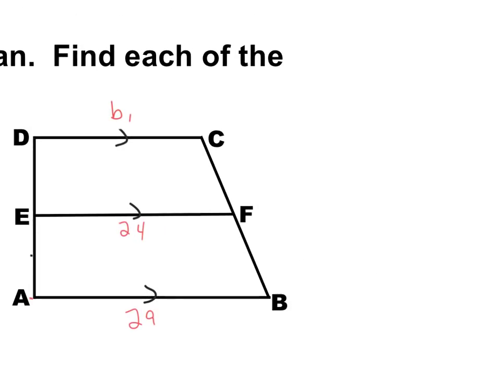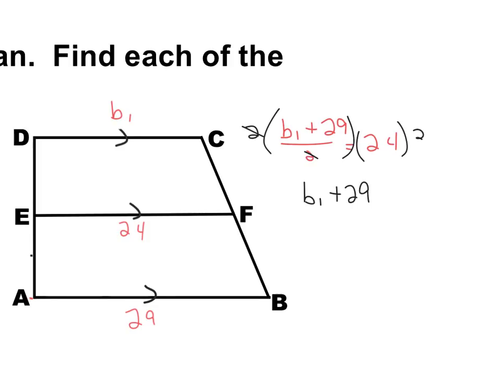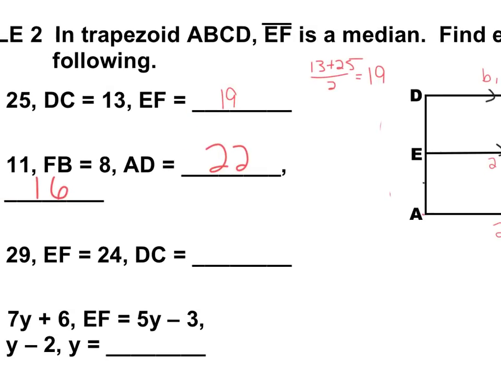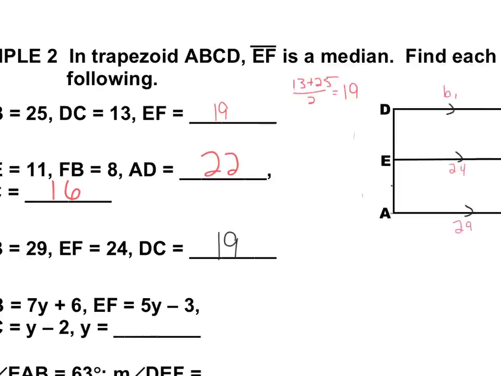I know that if I add the two bases together and divide by 2, it equals the median. So (B1 plus 29) divided by 2 should equal 24. Now, we've worked problems like this before, and the first thing we want to do is clear the fraction by multiplying by the denominator. The denominators cancel over here. I get B1 plus 29 equals 24 times 2, which is 48. Then I can subtract 29 from both sides, and I believe B1 would be 19. So DC is 19.